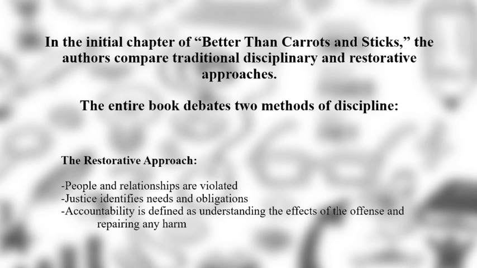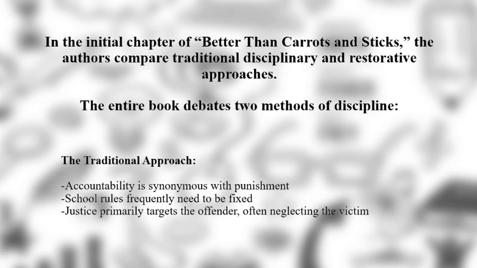Accountability is defined as understanding the effects of the offense and repairing any harm. In the traditional approach, accountability is synonymous with punishment. School rules frequently need to be fixed. Justice primarily targets the offender, often neglecting the victim.